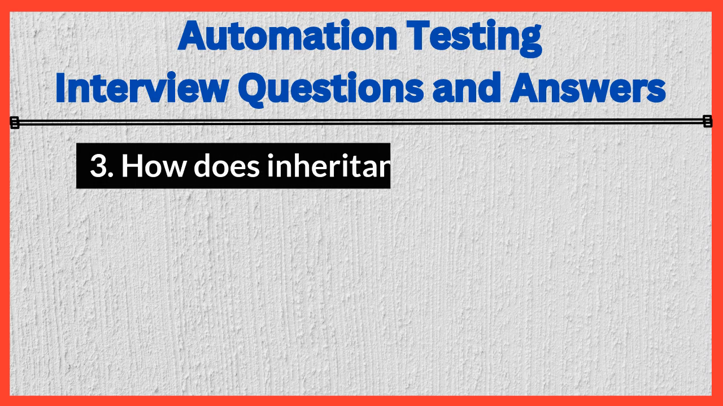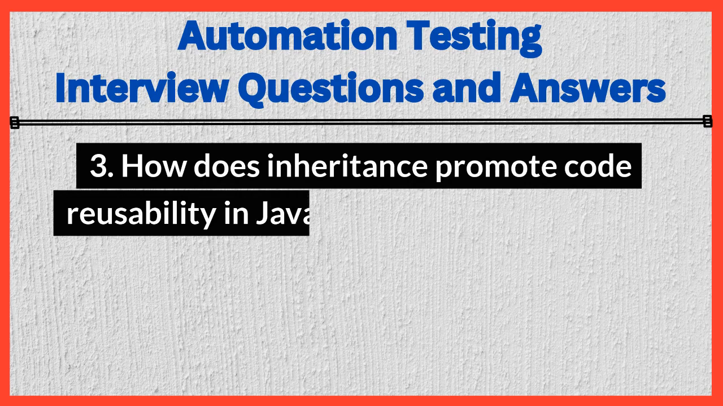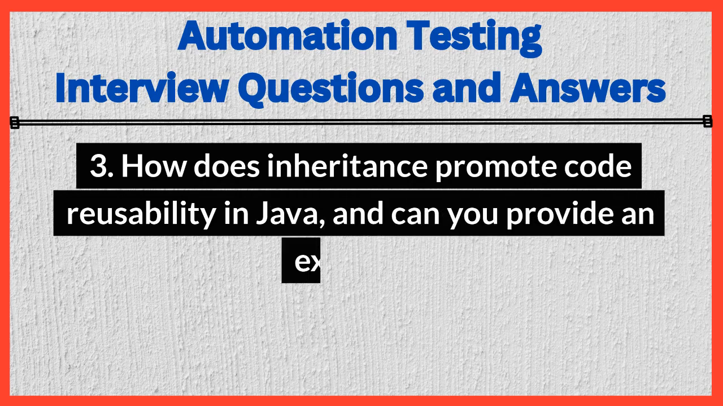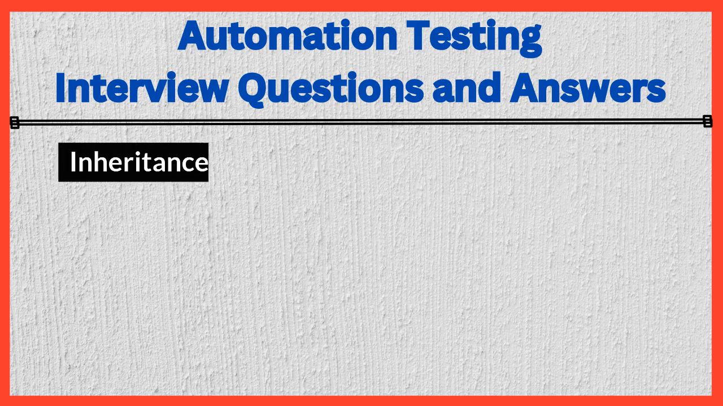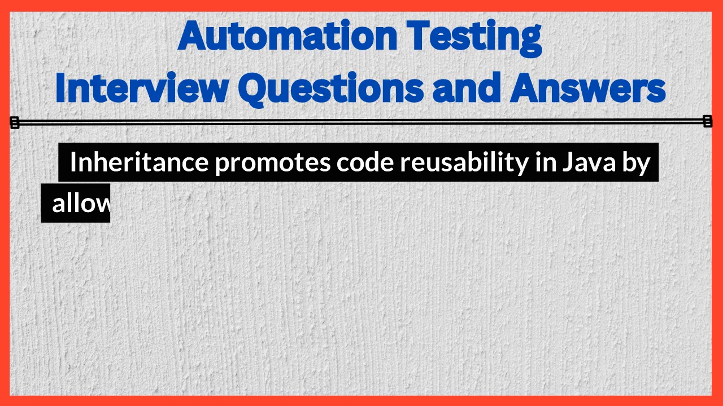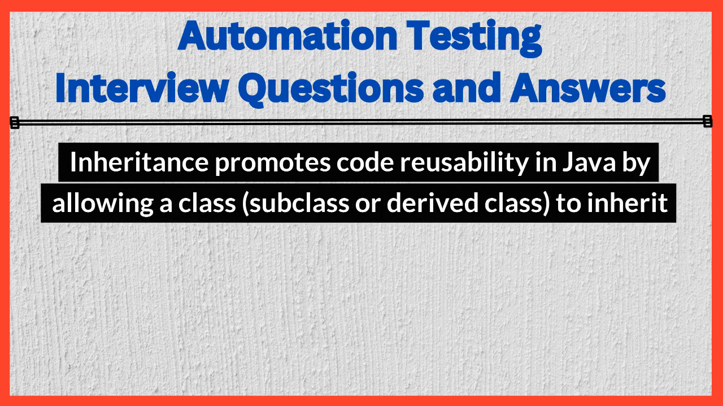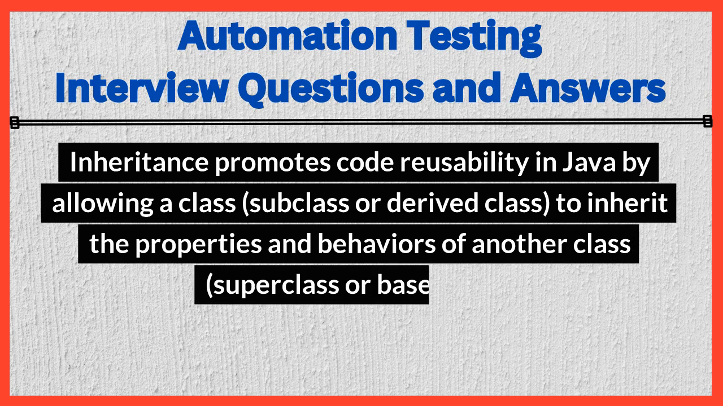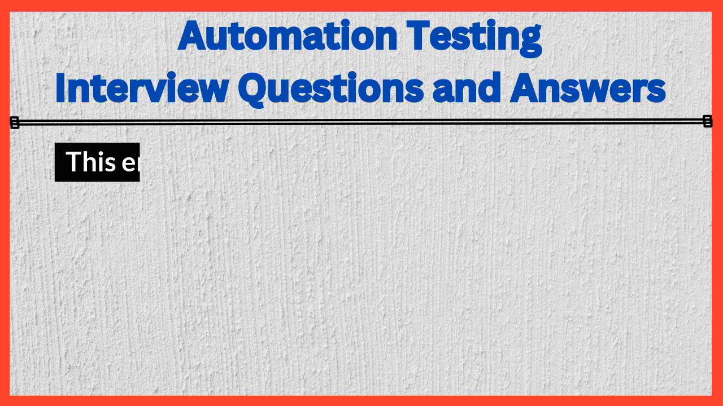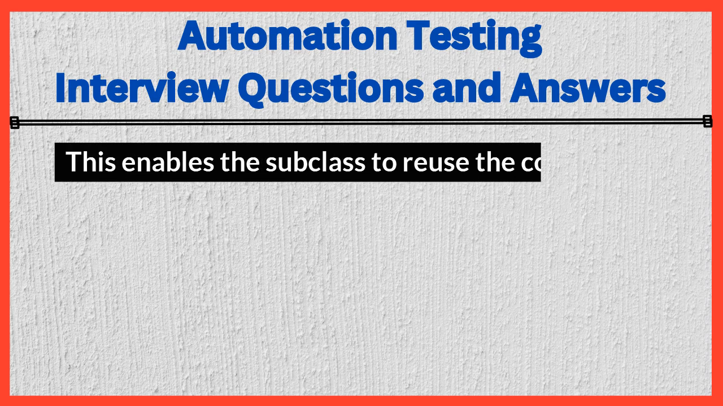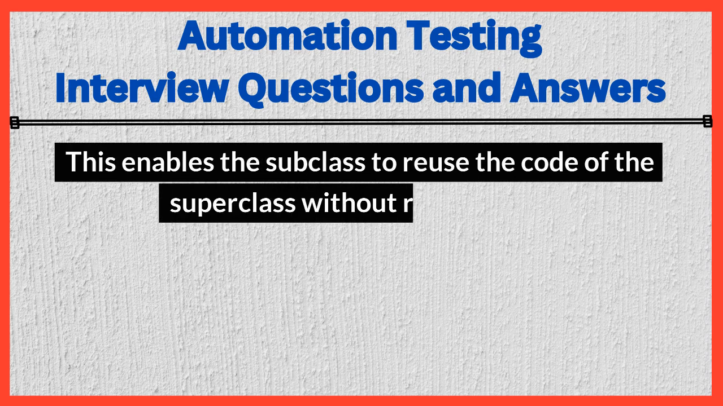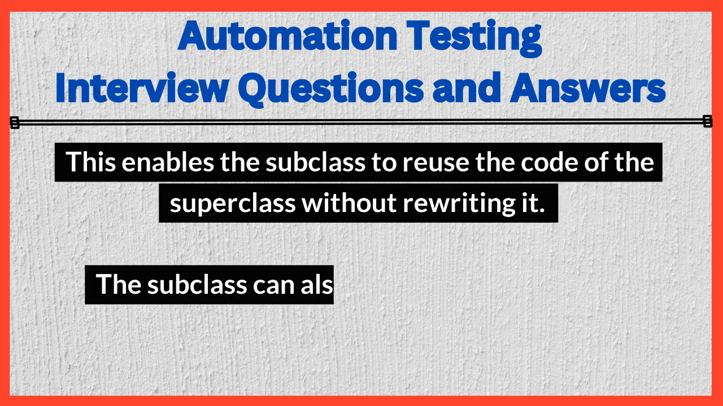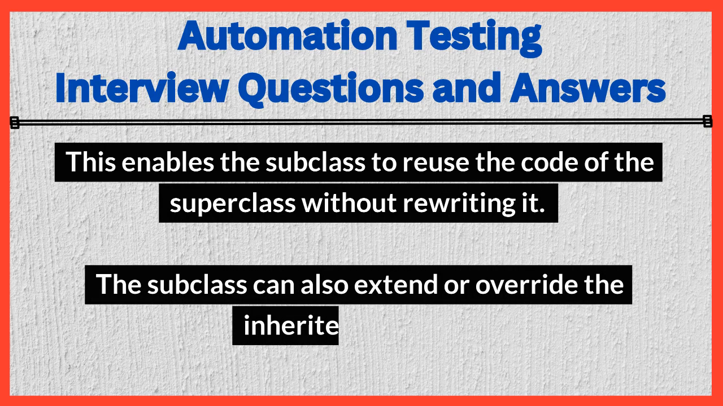3. How does inheritance promote code reusability in Java, and can you provide an example? Inheritance promotes code reusability in Java by allowing a class, subclass or derived class, to inherit the properties and behaviors of another class, superclass or base class. This enables the subclass to reuse the code of the superclass without rewriting it. The subclass can also extend or override the inherited methods.